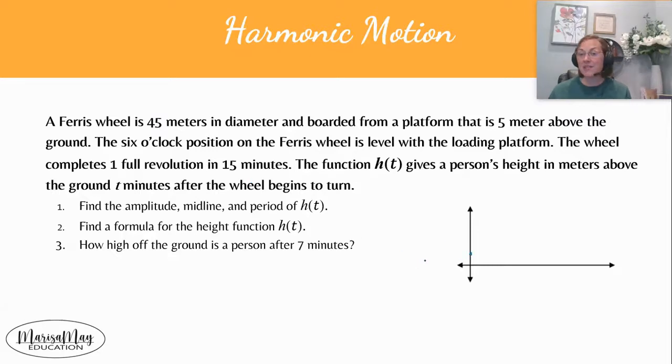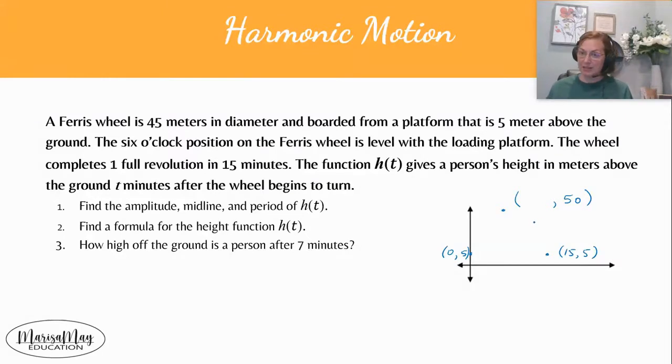When the person gets on the Ferris wheel, we know that they are 5 meters above the ground. Then we know that it takes the Ferris wheel 15 minutes to complete a full revolution. So once 15 minutes has passed, the person will be 5 meters above the ground again. Then we're told that the Ferris wheel is 45 meters in diameter. Halfway through that revolution, the person will be 50 meters above the ground. Think about it, 5 meters to get to the platform and then 45 meters for the diameter.